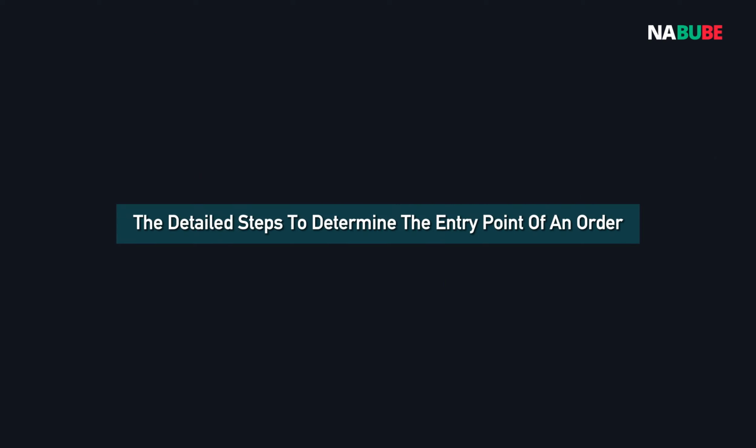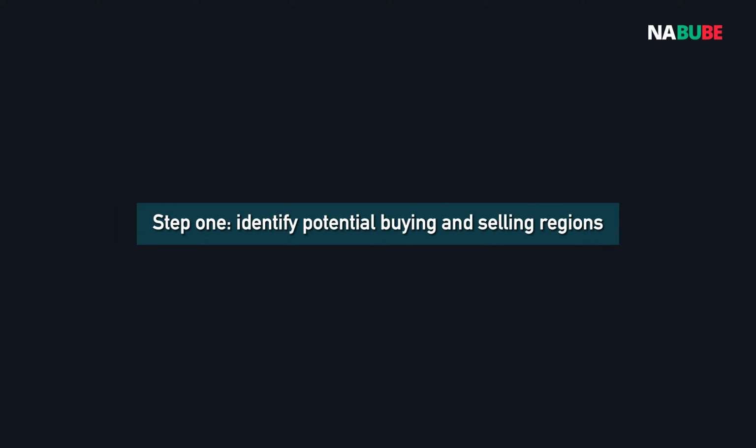And now we begin to delve into the detailed steps to identify a clear entry point. Step 1. We will identify potential buying and selling zones in different stages of the market. For an uptrend, for example, we have a trend like this. The market is a struggle between the buying side and the selling side. The buying side pushes the price up to this level, and the selling side pushes the price down. Then the buying side, which is stronger, continues to push the price up.